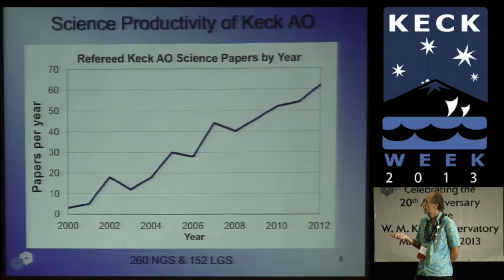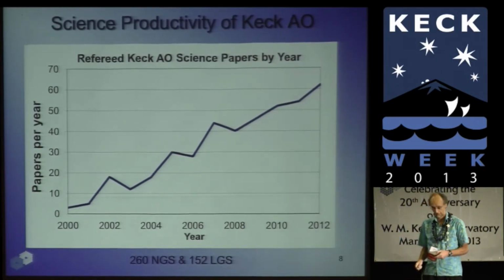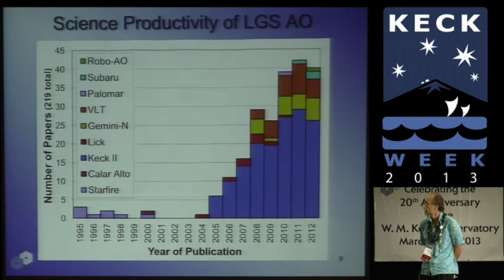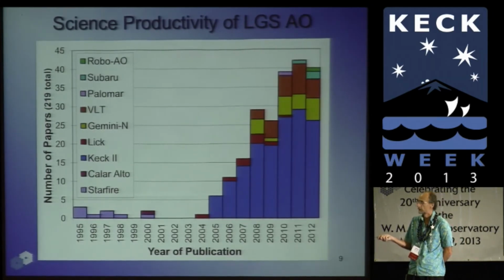This is the number of refereed science papers by year. About 3 papers were published in 2000, but now we're up to about 60 papers per year in 2012. How are we doing versus our competition? This is a plot of those refereed science papers, now just for laser guide star papers versus year.